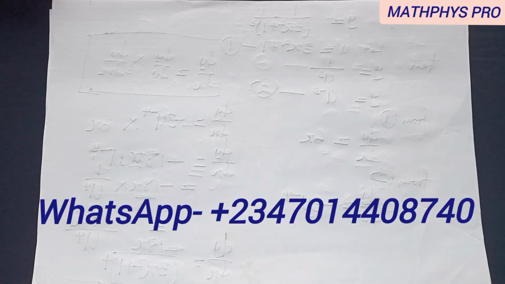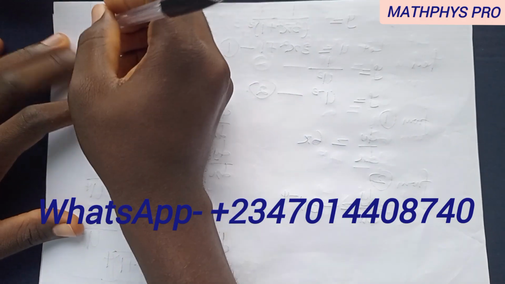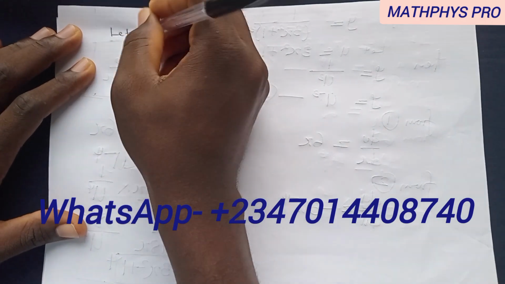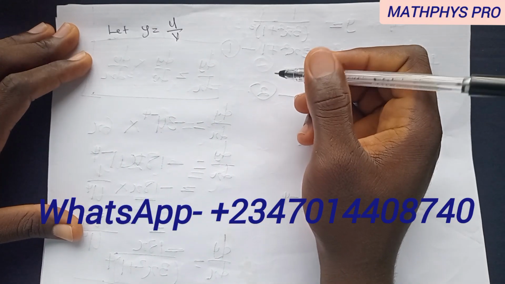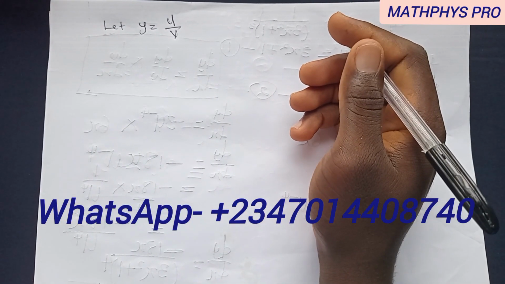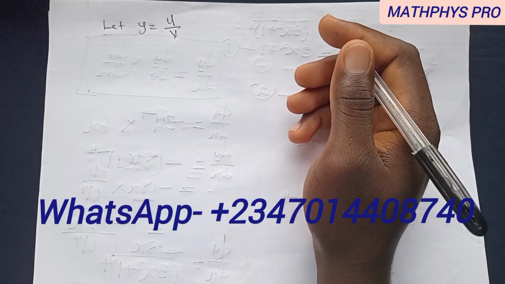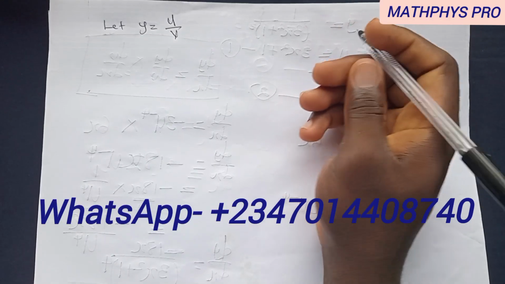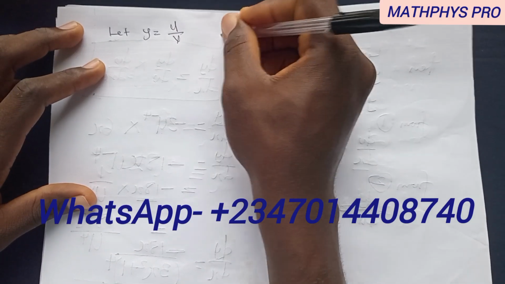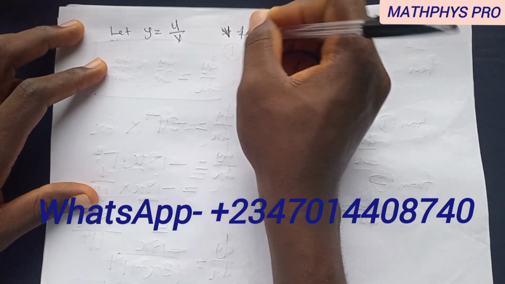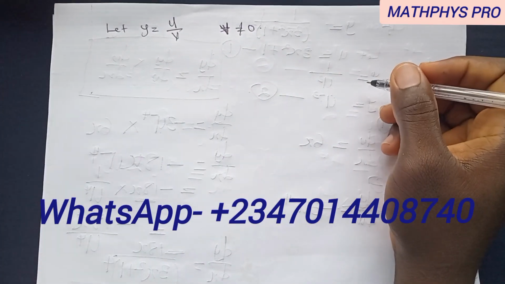So today we'll be deriving the quotient rule, and we're also going to solve one problem using the quotient rule. So let y be equal to u over v, where u and v are functions of x and v is not equal to 0.